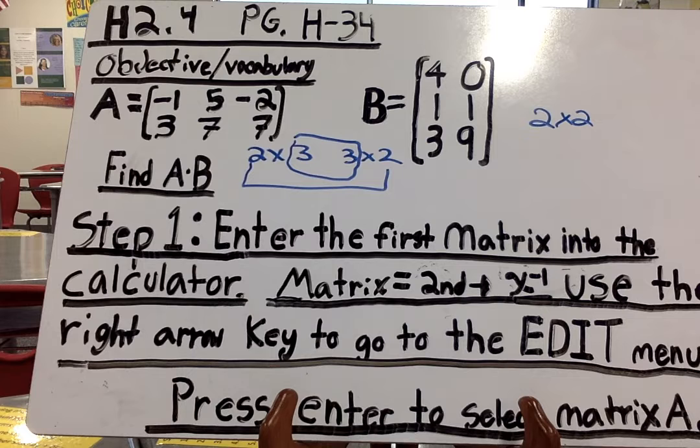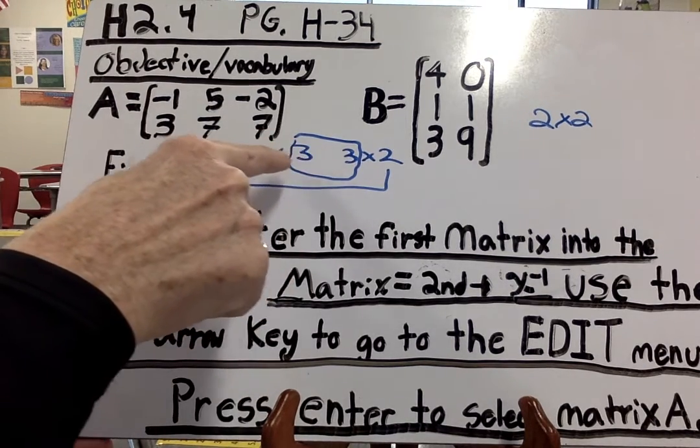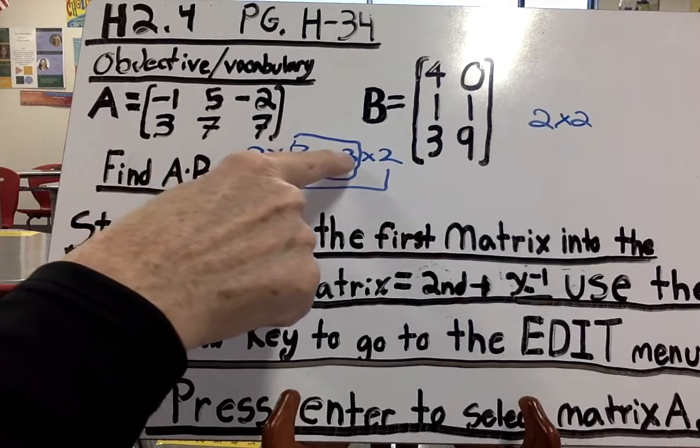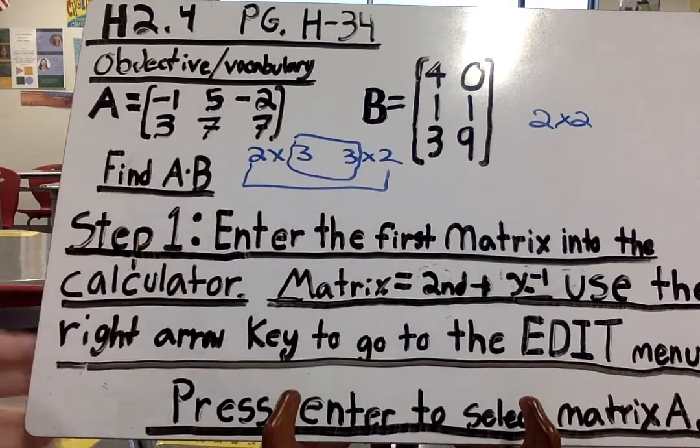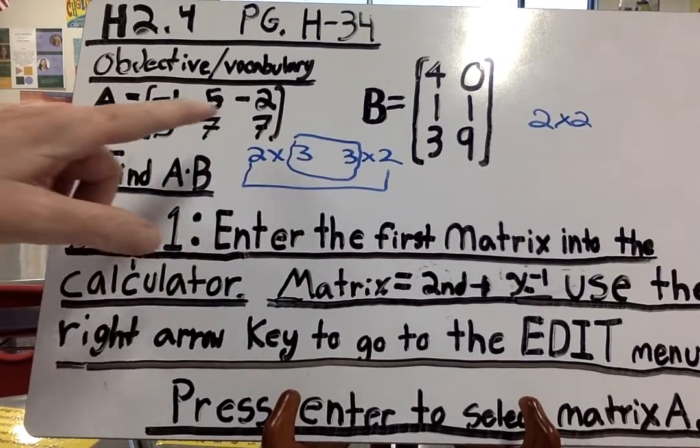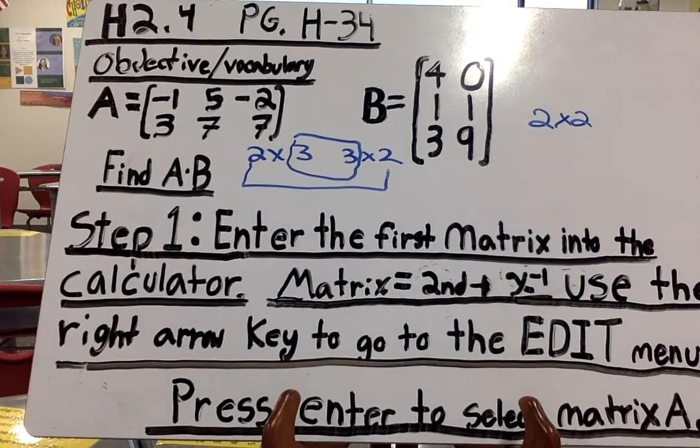If you get an error, dim mismatch, that means: did you enter the correct matrix information, and did you select the correct matrices to multiply? Also, is the product defined? That goes back to here. If I have a 2 by 2 and this is a 3 by 2, then that would be undefined. So you always have to make sure the first column matches up with the row on the second.